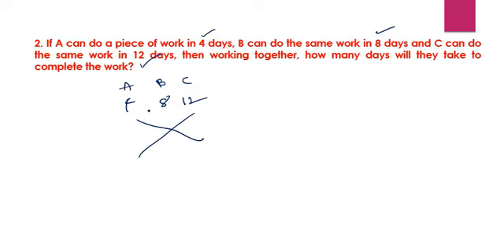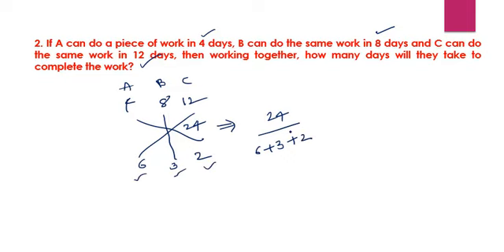Take the LCM of these three. LCM of 4, 8, 12 is 24. 4 goes 6 times, 8 goes 3 times and 12 goes 2 times. So the answer will be LCM 24 divided by 6 plus 3 plus 2, the sum of individual works of A plus B plus C. So it will be 24 by 11 days.